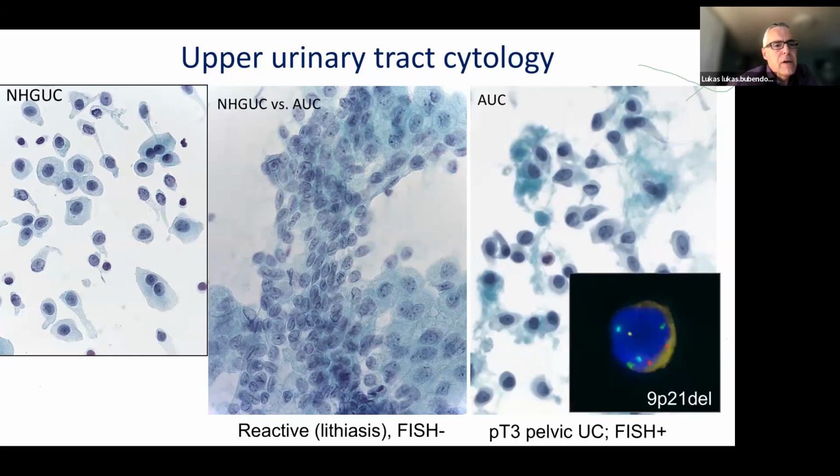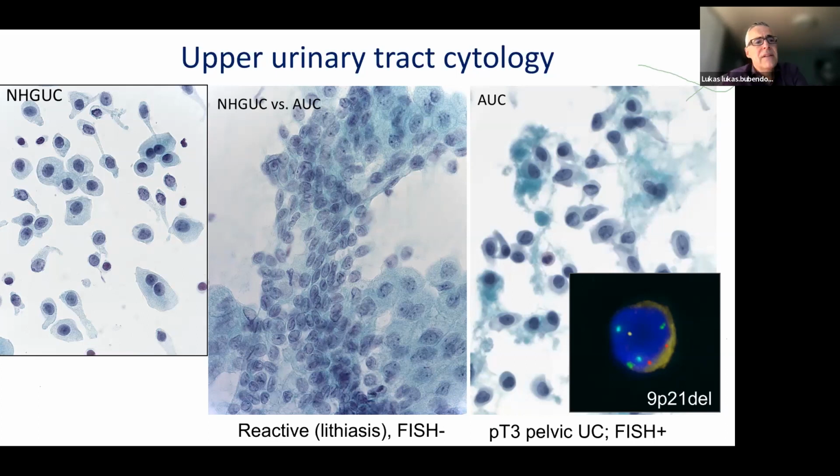The one on the left, we called it negative for high-grade urothelial carcinoma because that's how upper urinary tract specimens look like. You see the NC ratio, you see umbrella cells, and so on. And in the middle, at that time, we called it AUC. Maybe today I would call it reactive, negative for high-grade urothelial carcinoma. But it's clear you see some cells with increased NC ratio, you see membrane irregularities. It turned out to be a reactive condition because of a lithiasis. It was FISH negative.